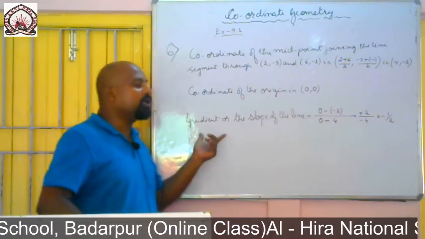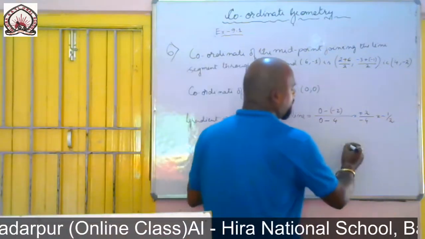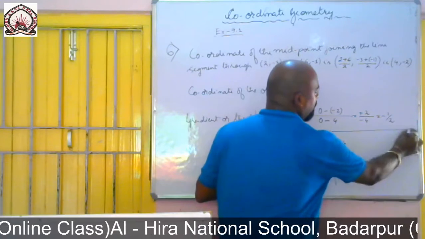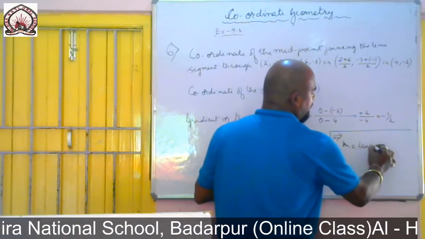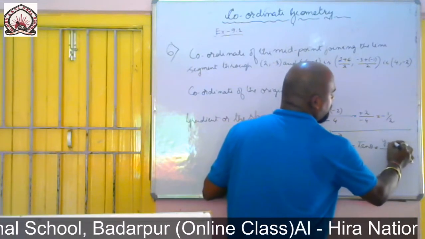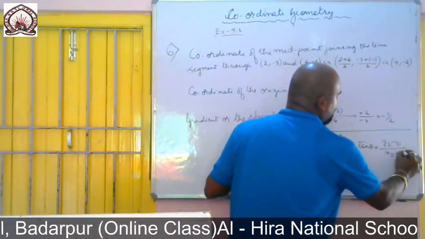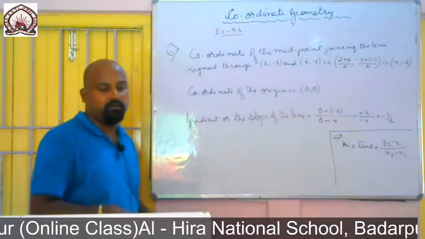Now which formula have we applied here? M equal to tan theta equal to change in y coordinate, y2 minus y1 divided by x2 minus x1. Okay.